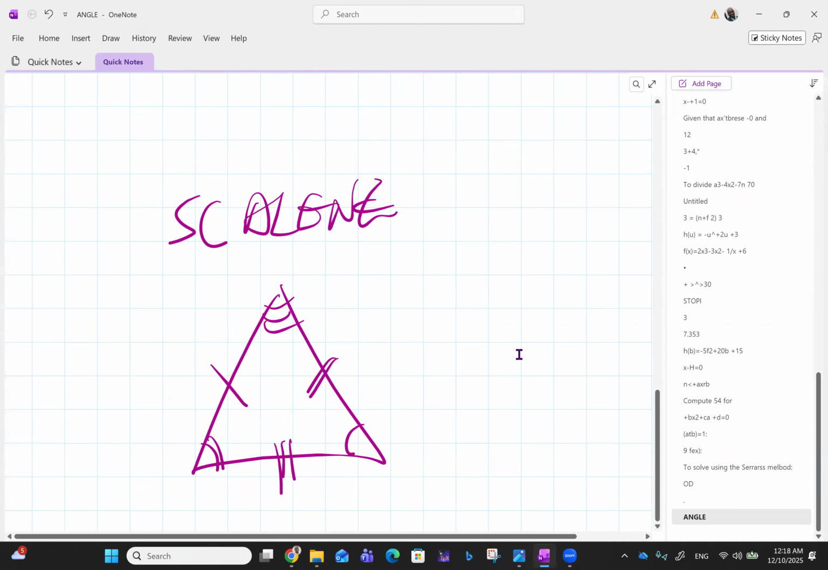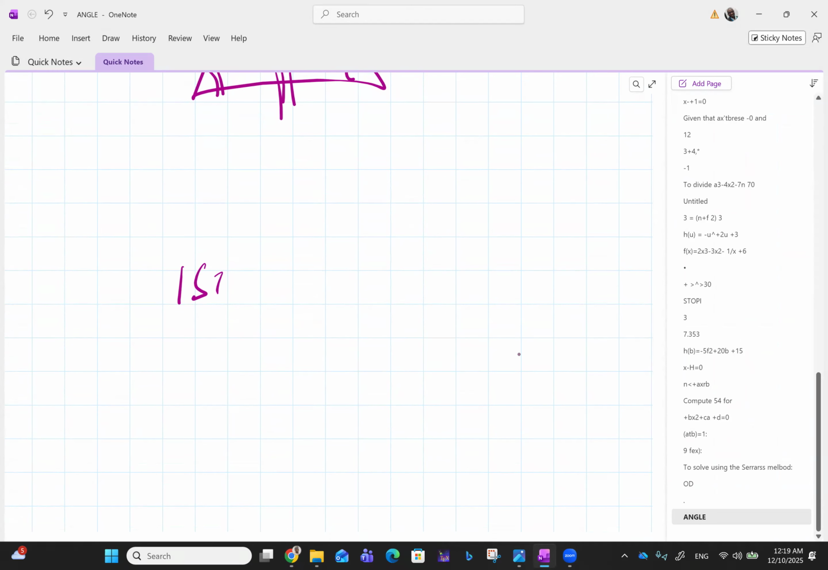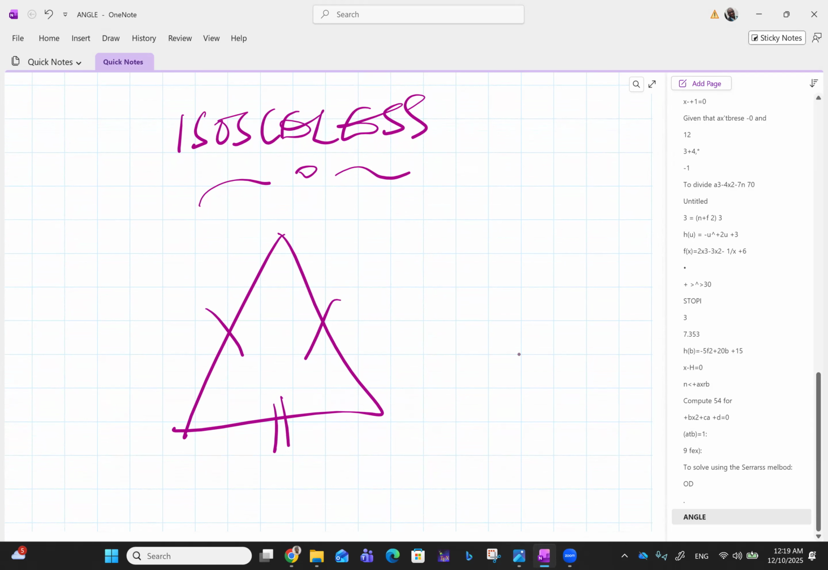So look at this now. For an isosceles triangle, okay, you have this. So this side and this side are the same, and this side is different. Or any two of the sides can be the same. It doesn't have to be these two sides. It could be this and this.